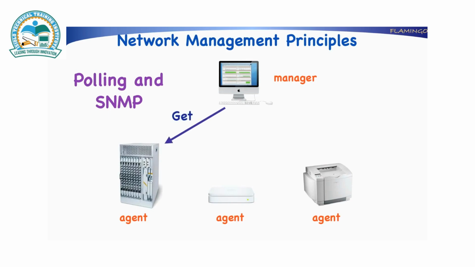It is interesting to compare this philosophy to keep agents as simple as possible to the philosophy behind CMIP. In the case of CMIP, agents should be quite powerful and able to autonomously inform the manager in case of problems. As opposed to SNMP, the implementation of CMIP managers should therefore be relatively straightforward.